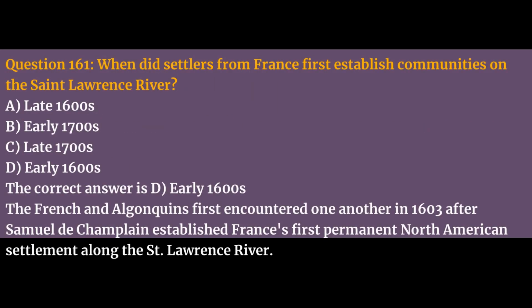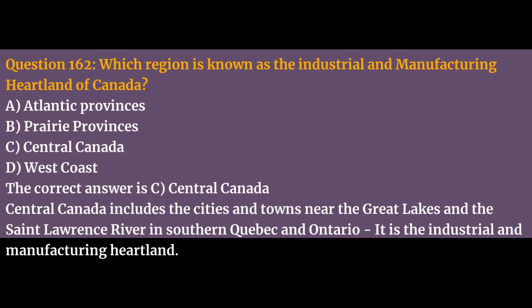Question 161. When did settlers from France first establish communities on the St. Lawrence River? A. Late 1600s. B. Early 1700s. C. Late 1700s. D. Early 1600s. The correct answer is D. Early 1600s. The French and Algonquins first encountered one another in 1603 after Samuel de Champlain established France's first permanent North American settlement along the St. Lawrence River.